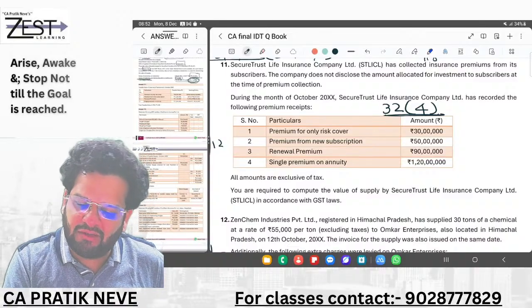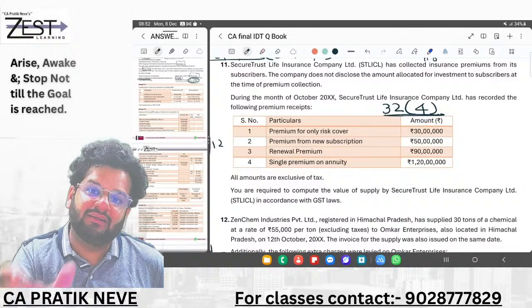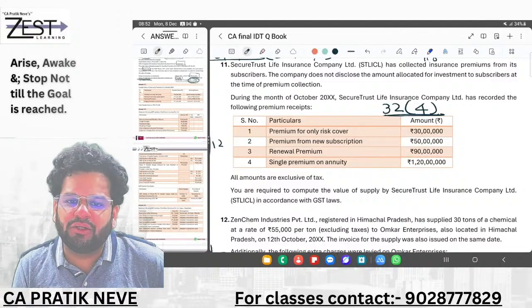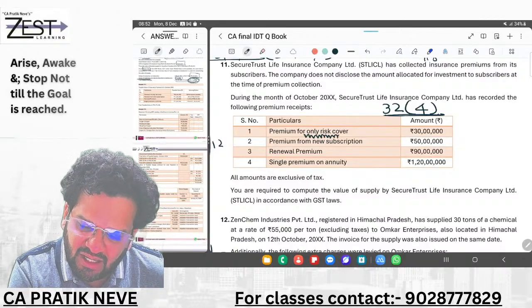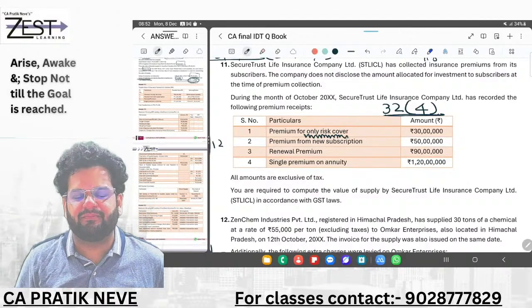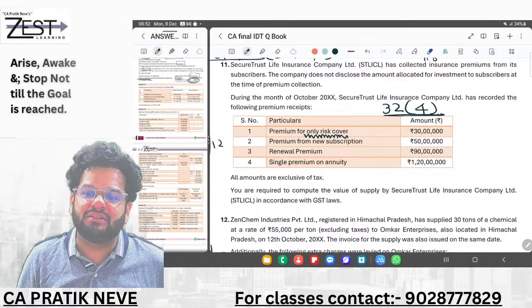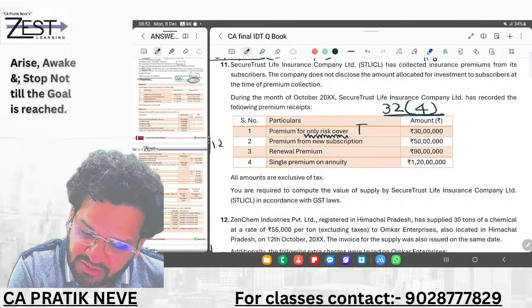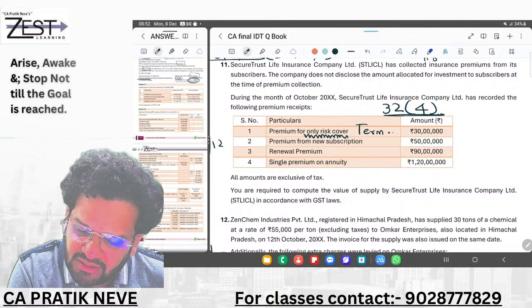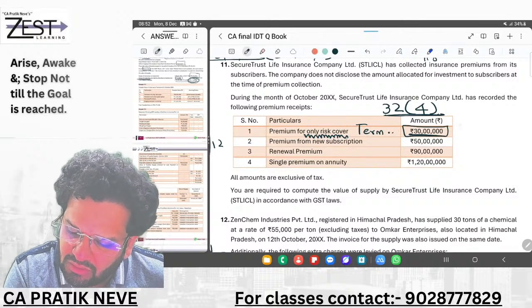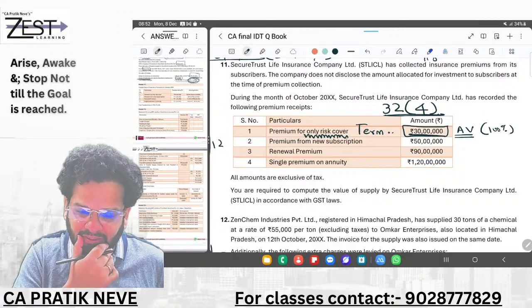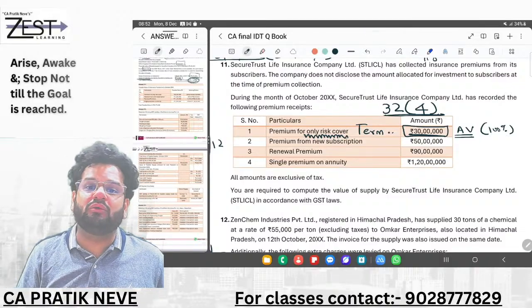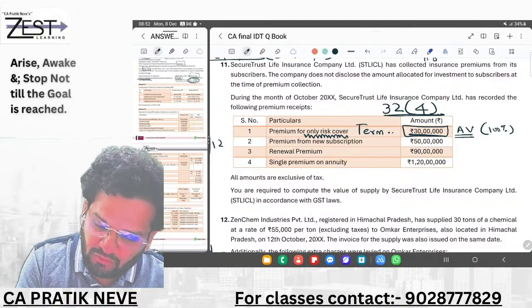Now what happens in life insurance? The term policy means only risk cover is there, that is 100% insurance. Okay, means it is called as term policies. So in term policies, this entire amount becomes assessable value. 100% of the amount becomes assessable value. But when we talk about endowment policies, which policies?